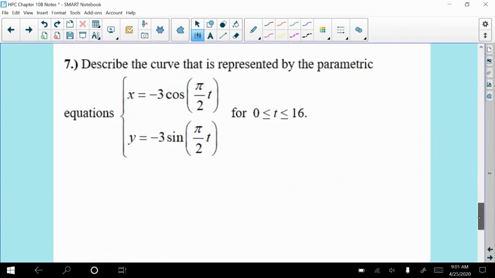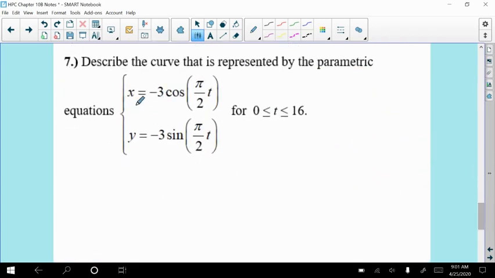Okay, so number 7, same idea. I'm going to initially divide the -3's over. Not that it mattered, but so we have x, oops, and I'm already squaring, but I won't get too far ahead of myself. So x divided by -3 equals cosine of pi over 2 t, and then y over -3 equals sine of pi over 2 t. Okay, so let's square both sides.